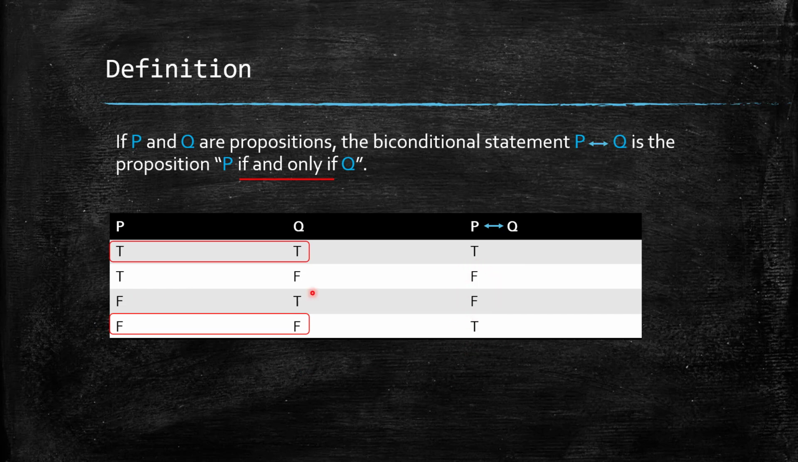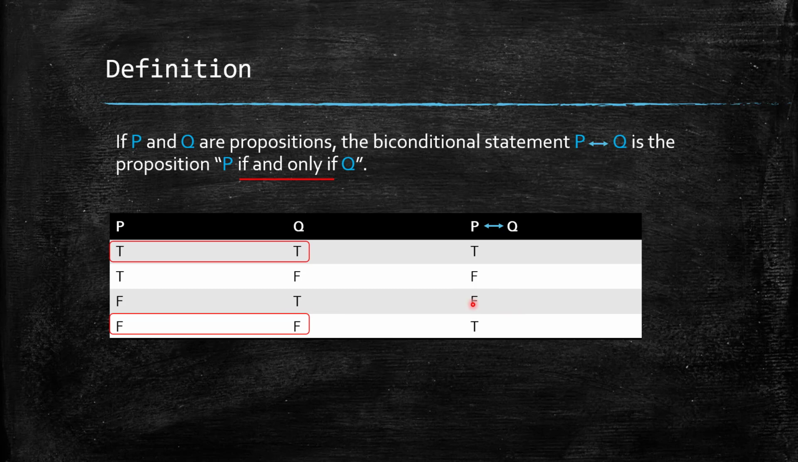Now if you remember for the conditionals, the conditional was false in the case when P is true and Q is not happening. But when P is not happening, we did not bother about whether Q is happening or not. The statement was true over there. But in case of biconditional, when P is not happening but Q is happening, this is also false.